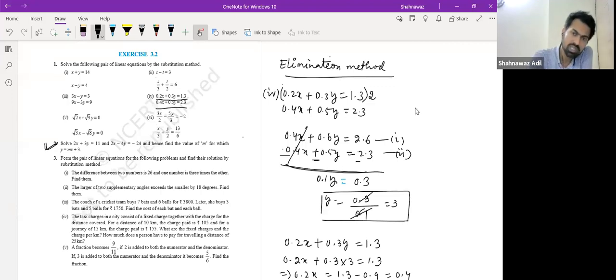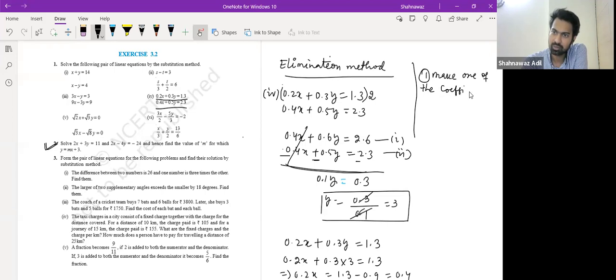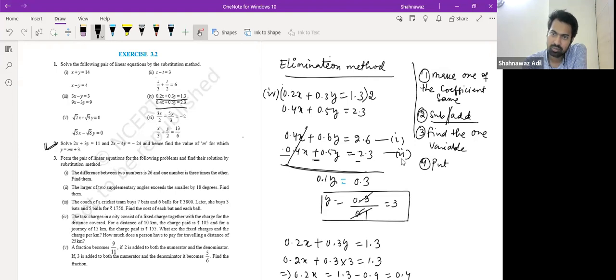The important thing is the first step is to make one of the coefficients the same. Second is to subtract or add. You can add or subtract. Let's say if this was minus 4x, then you need to add, because if you subtract, this would become positive and this would add up. So depending on the sign of the coefficient, you subtract or add. Third is to find the one variable. And fourth is to put the value in the other equation to find the other variable.